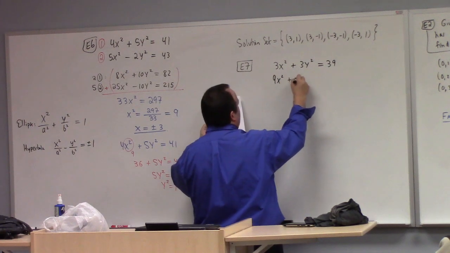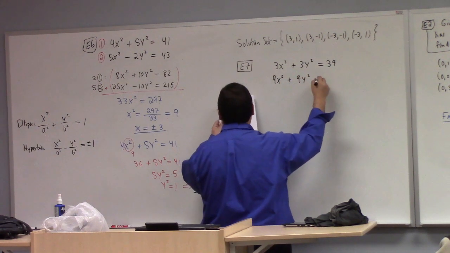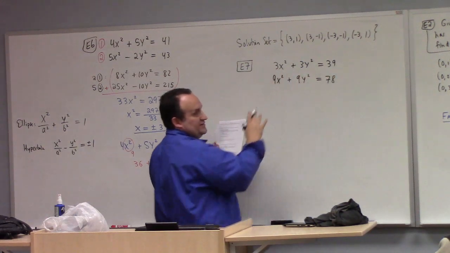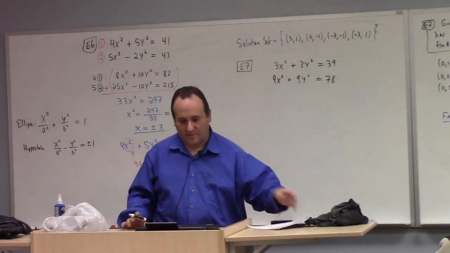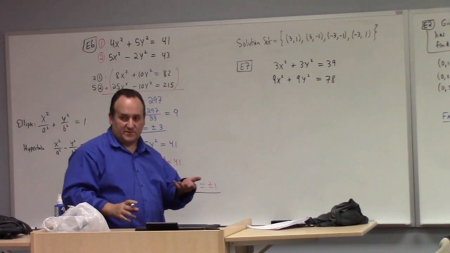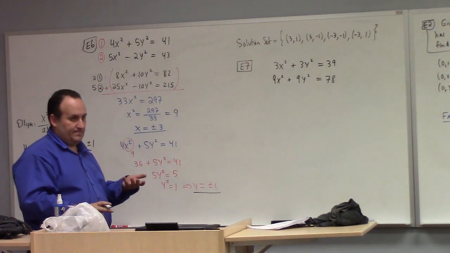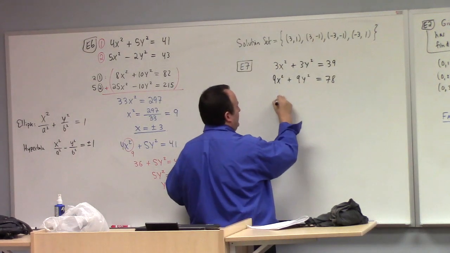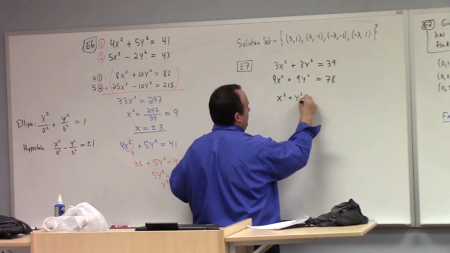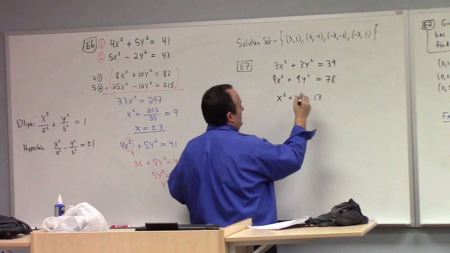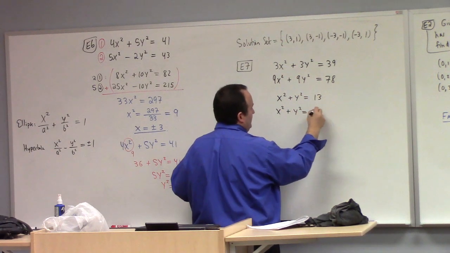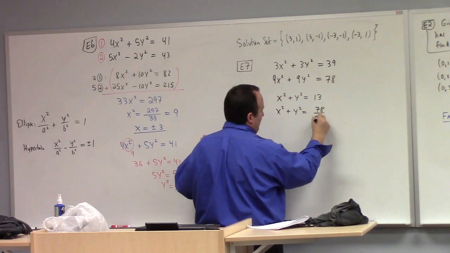So how about this one? This one, you can do the geometry for because this is within your scope. See, because the coefficients of x squared and y squared both match, they're positive. These are circles, right? Circles. And I can clean it up a little bit more. This is x squared plus y squared equals 13. And here you've got x squared plus y squared equals 78 over 9, which is nothing particularly pretty.